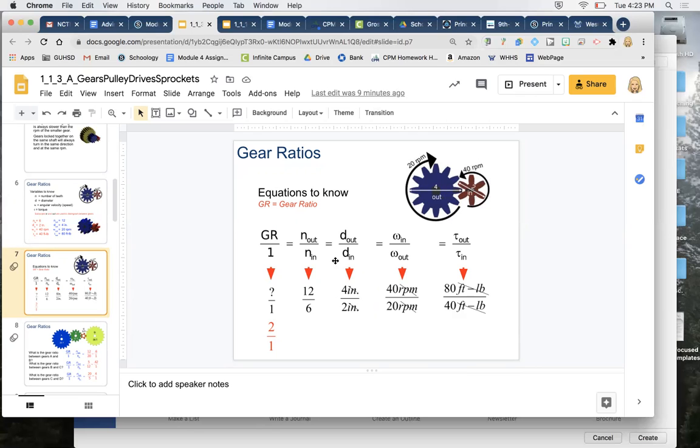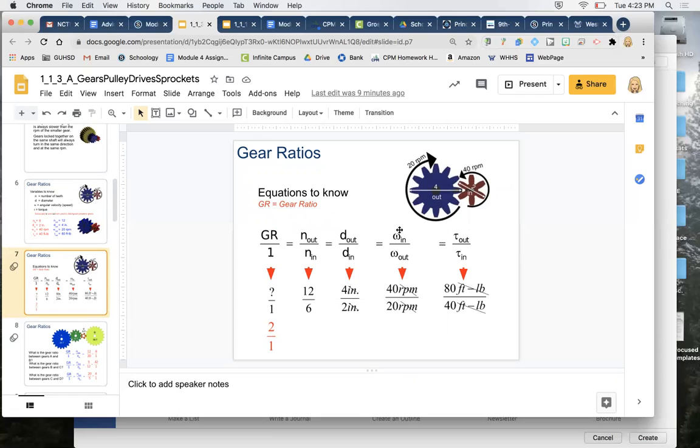If that's the case, then you're gonna see that you put your output number of teeth, 12 of them, over your input number of teeth. You put your diameter, which happens to be 4 on this one, over the diameter of the input. So out over in, out over in. This is the one that stands out.